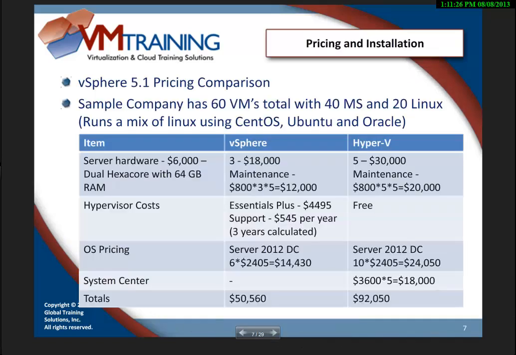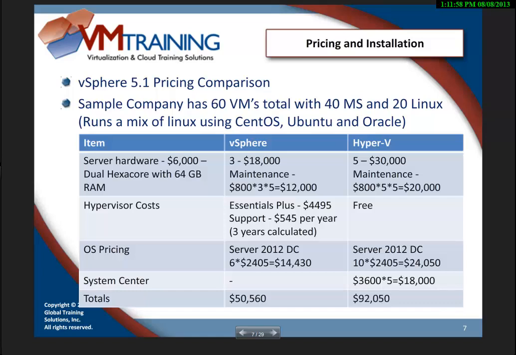Okay, so what I did was I had an actual company that came to me about doing a VMware versus Microsoft solution, and this company had about 60 VMs total that they were looking to build. They had 40 that were Microsoft and 20 that were running Linux. They had a combination of Linux OSs, running CentOS, Ubuntu. They had some Oracle servers. They had some specialized applications. This is for a trust fund that I'm working with here. I'm actually at their facility in Los Angeles right now, up in the conference room to do this.